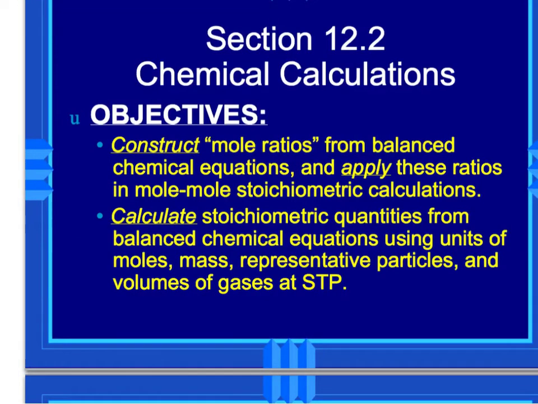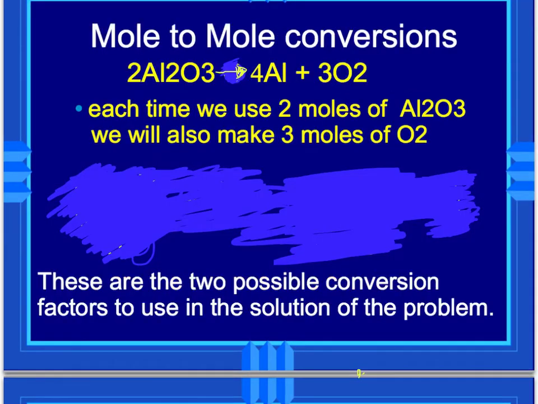So the formal objectives for today's video are to construct mole ratios, this is a big term, from balanced chemical equations and apply these ratios in mole-to-mole stoichiometric calculations, and to calculate stoichiometric quantities from balanced chemical equations using units of moles, mass, representative particles, and volumes of gases. I know that these seem like only 2 objectives, not too bad, but there are a lot of calculations going on, so please pay attention to how we're setting up the problems.